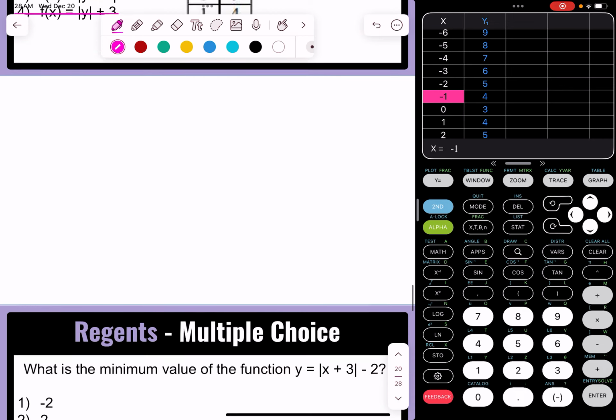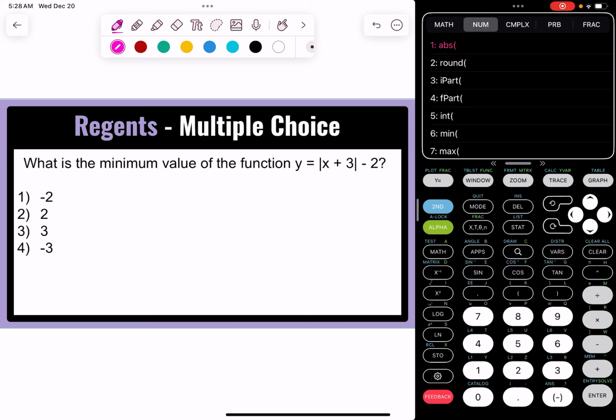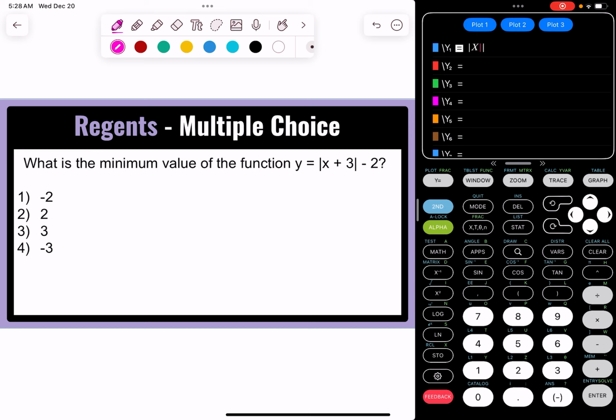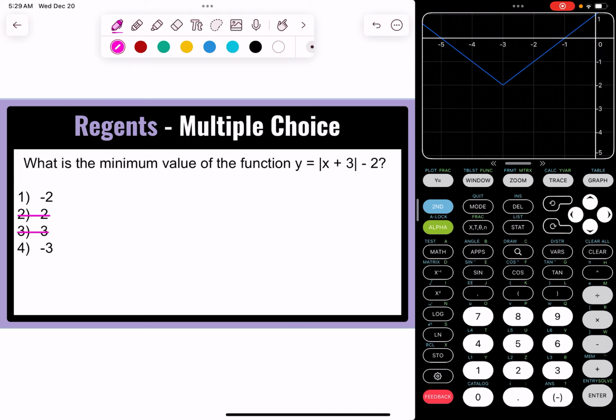Let's look at this next one. What is the minimum value of this? Let's type it in. The absolute value of x plus 3, and then let's put minus 2. Let's look at the graph. What is the lowest it ever goes? Well, it definitely goes to the negative side, so it's not going to be choice 2 and it's not going to be choice 3. And how much does it go down? It goes down to negative 2, which is choice 1. Good.